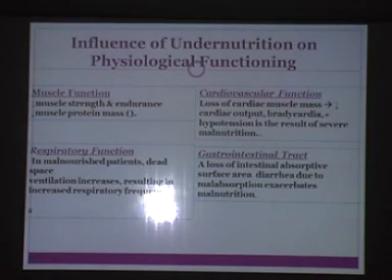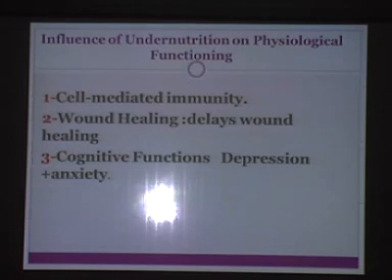Malnutrition in cancer affects physiological function. It decreases muscle mass and leads to weakness. It affects the respiratory system. It also affects the heart, muscle, and GIT. Malnutrition causes decreased cell-mediated immunity, delayed wound healing, and affects cognitive function in the form of anxiety or depression.